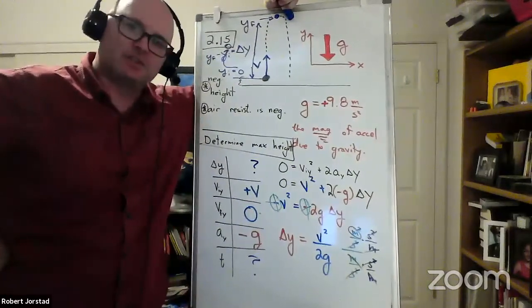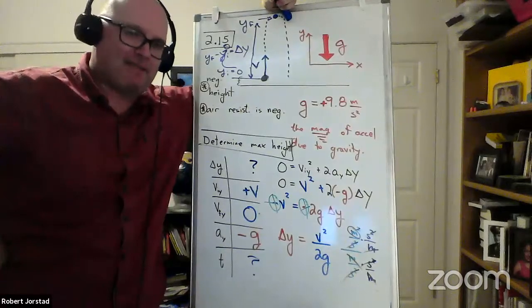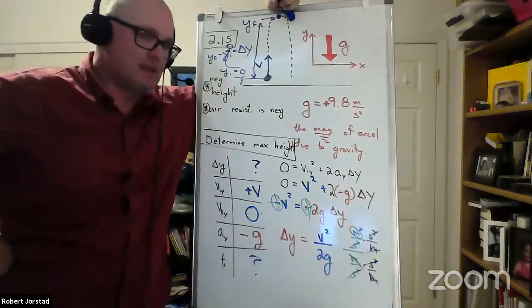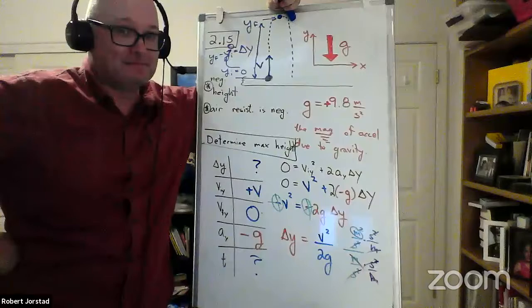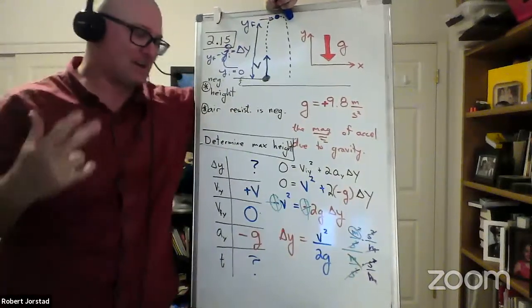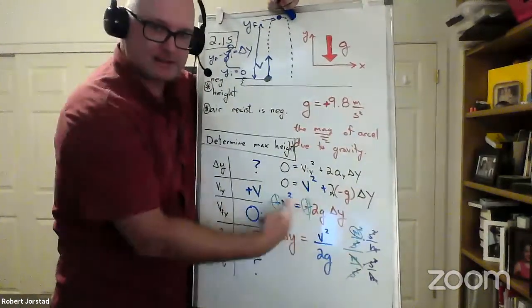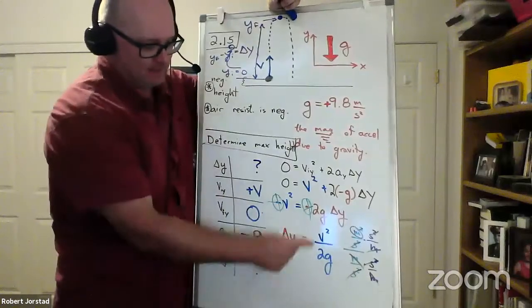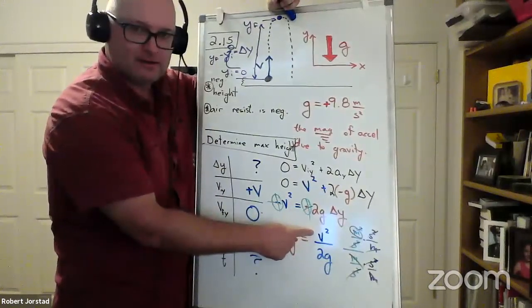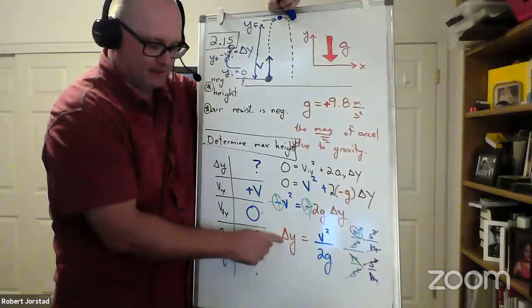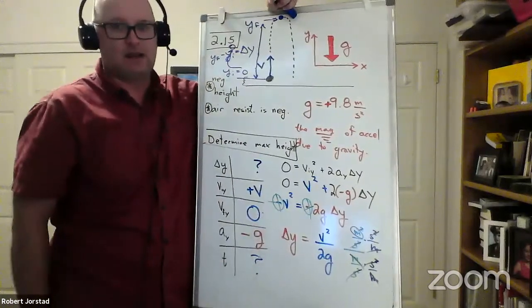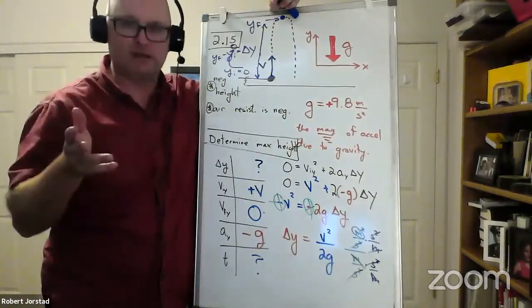Let's do some intuition. I have a feeling you believe the following statement. If you throw it faster, it should go higher up, right? So does this corroborate that reasoning? Well, if V is a bigger number, I'd expect to get a bigger number over here.